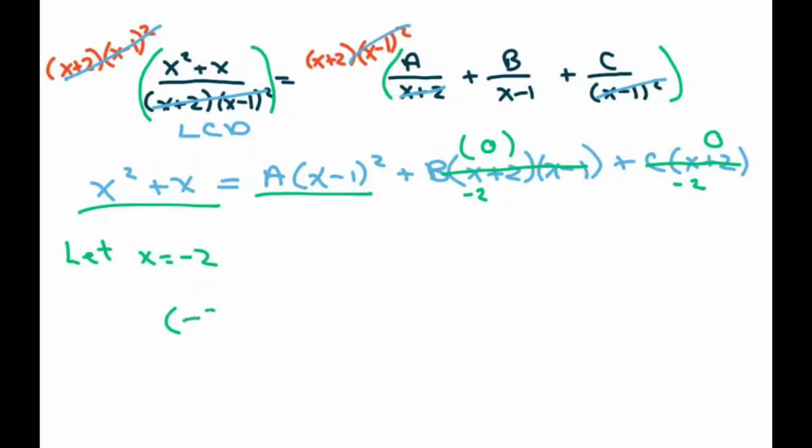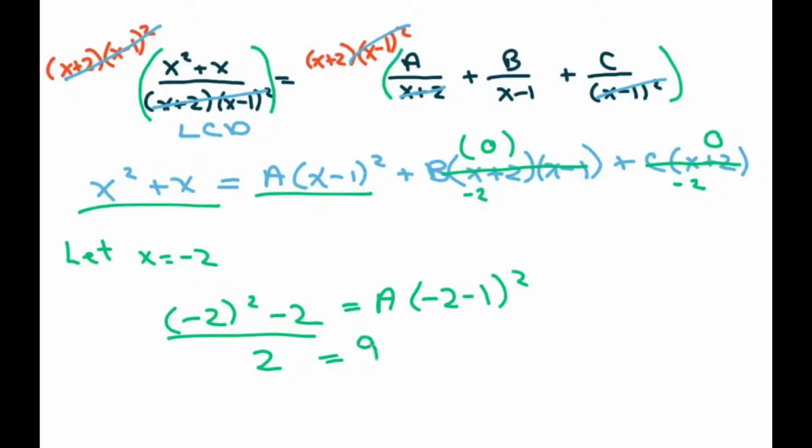So I have negative 2 squared plus negative 2, which will be minus 2, equals A times negative 2 minus 1 squared. So this is just going to be 4 minus 2 is 2. And this is going to be 9A, because negative 3 squared is 9. So A equals 2 over 9. All right.